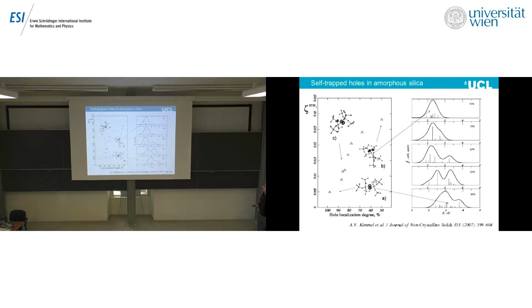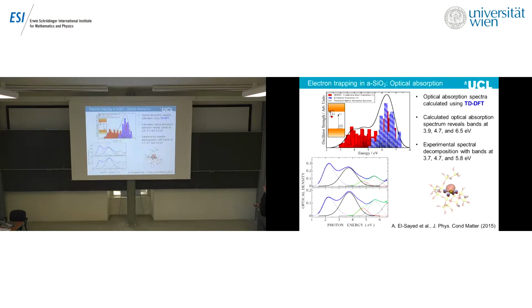Using this model, we have calculated the self-trapped holes. This was published in 2007. It was the first paper on self-trapped holes in amorphous silica, which showed that the optical absorption of self-trapped holes is at around 2 electron volts. And then we also calculated recently the self-trapped electron in this model, and calculated the optical absorption spectrum of this electron using time-dependent DFT in this embedded cluster method.